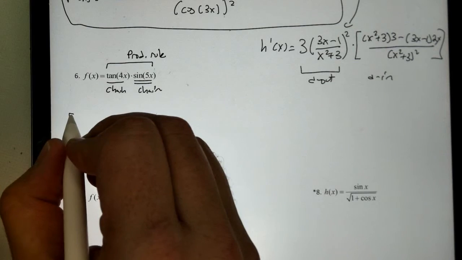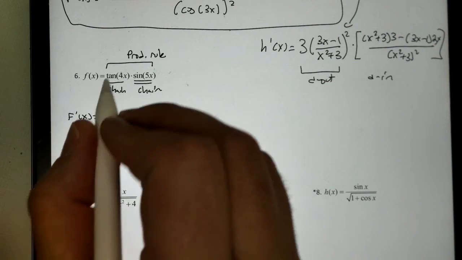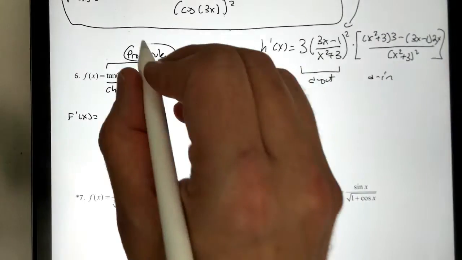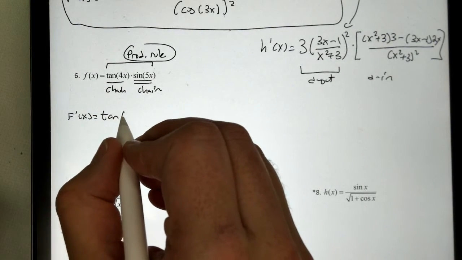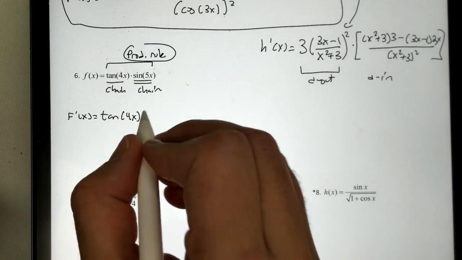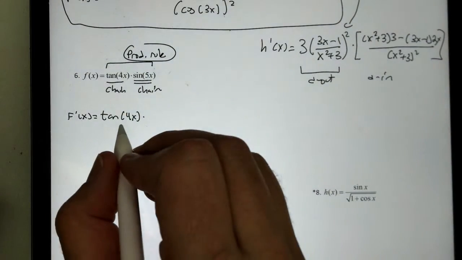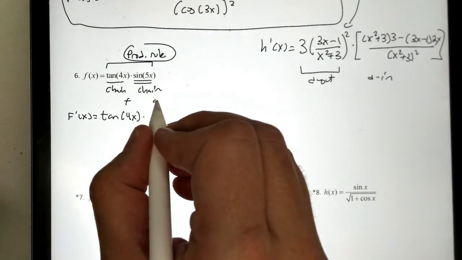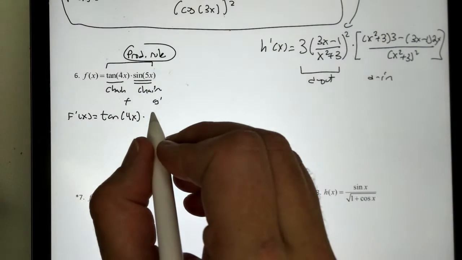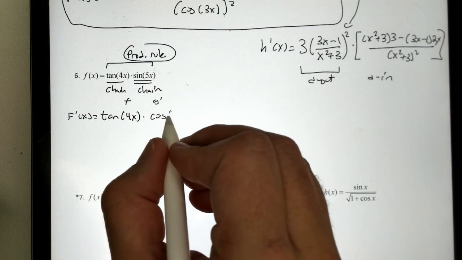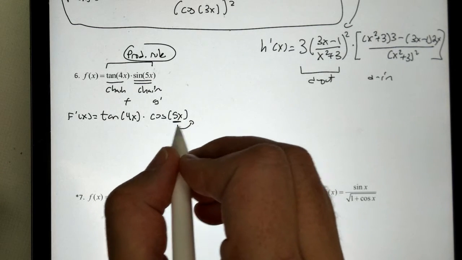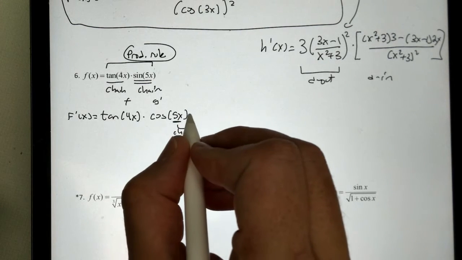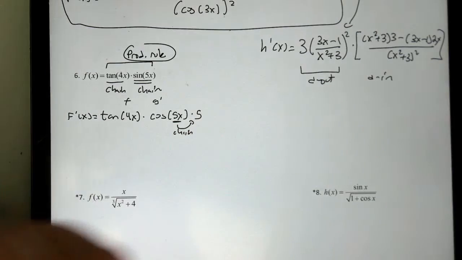So when we take that derivative, we're going to be thinking product rule, which says take the first function, which is just the tangent of 4x, times the derivative of the second. Remember, it's f g prime, right? Which is going to be cosine 5x. But remember, because I have something inside, I'm using my chain rule. So I have to multiply that by 5.